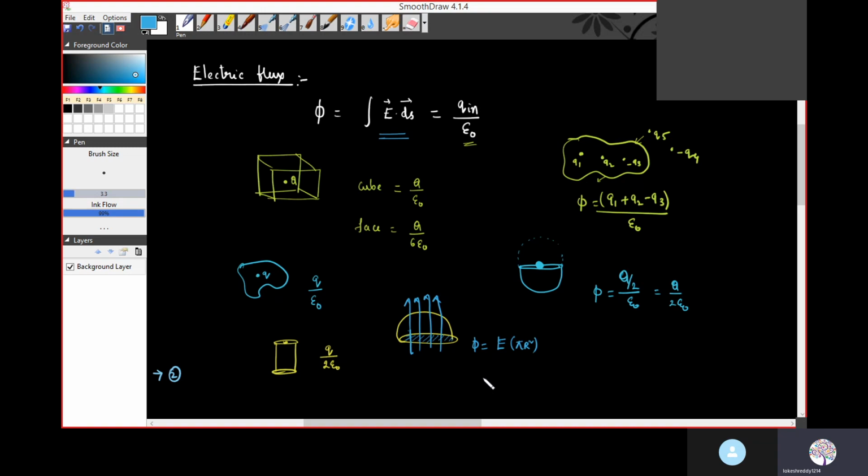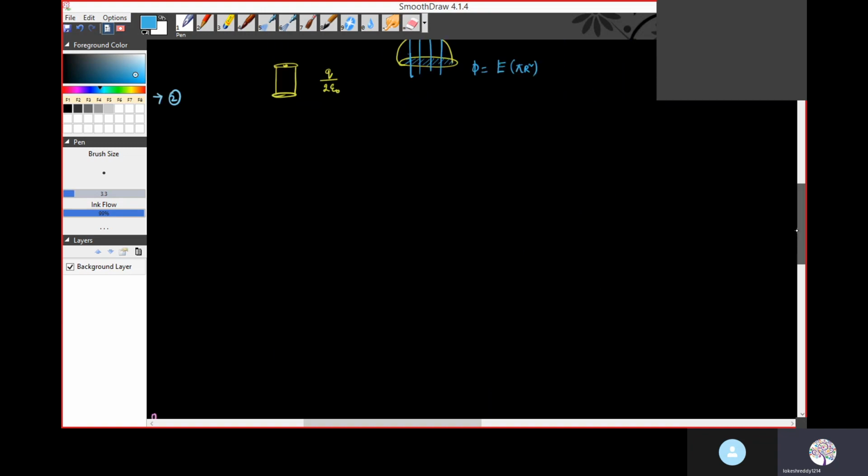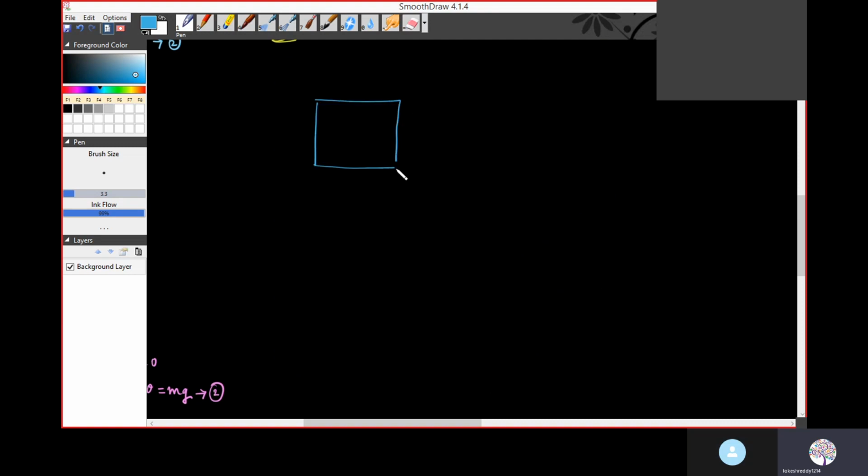Now if the charge is placed at the edge, say this is a cube, and half of it is inside and half of it is outside. Then half of it is inside, so the flux inside the cube is q by 2 epsilon naught.